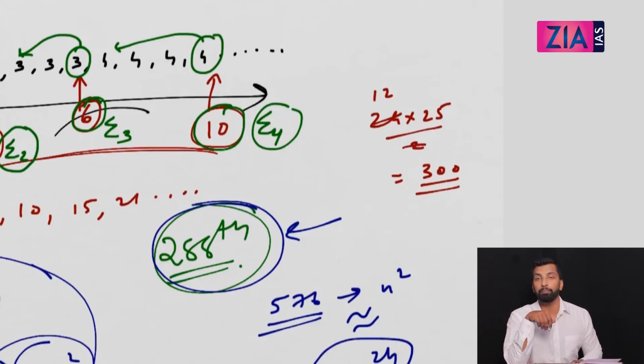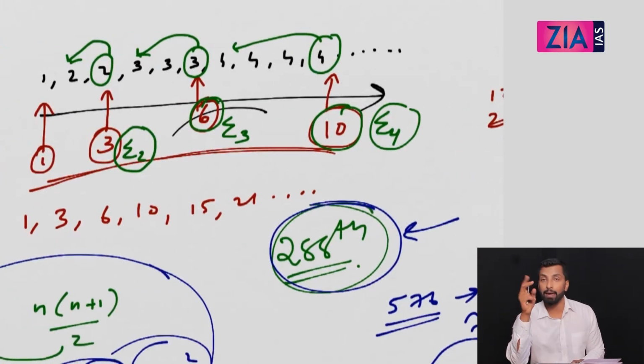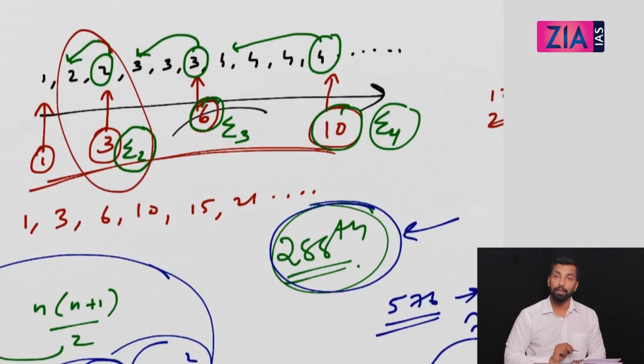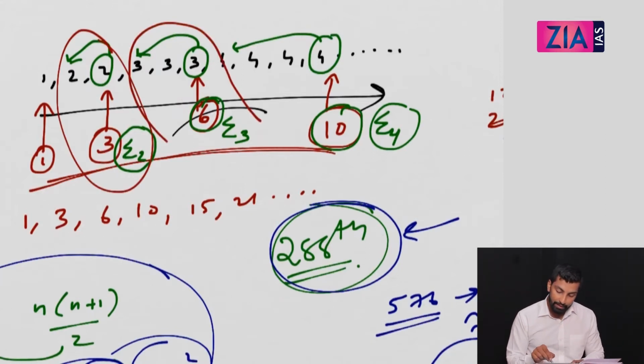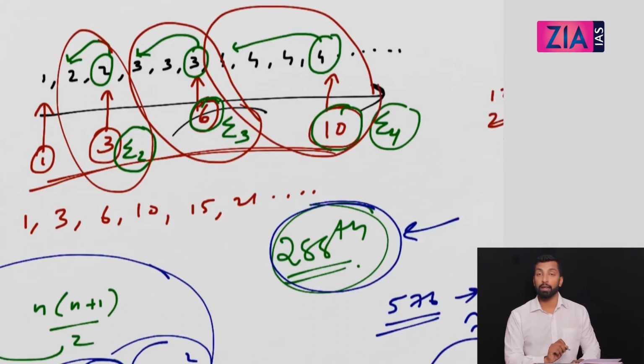What does this mean? The 300th term will be 24. Why? Sigma 24 is 300, and the previous 24 terms will be 24. That's what we understood from this pattern, right? Sigma 2: the second term will be 2, the previous 2 are 2. Sigma 3 is 3, previous 3 are 3. Sigma 4 is 4, previous 4 are 4. So sigma 24 will be 24, previous 24 will be 24.